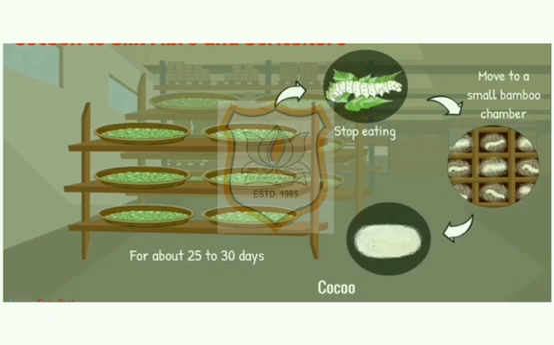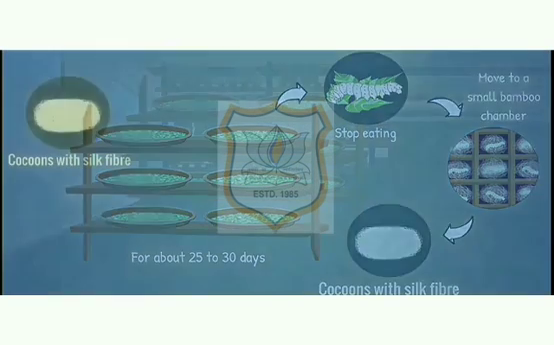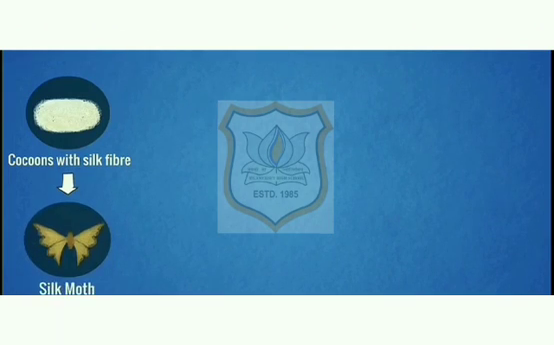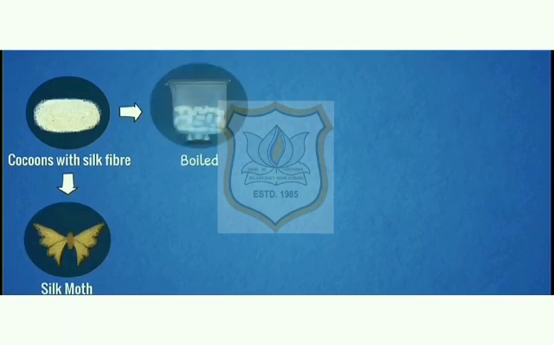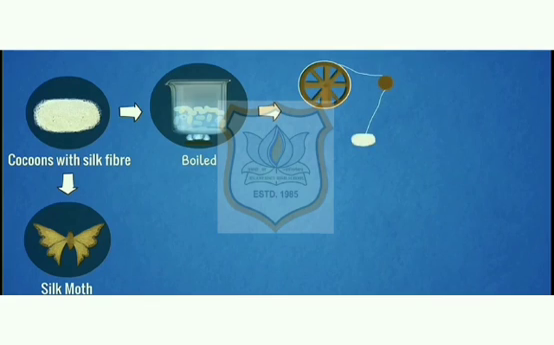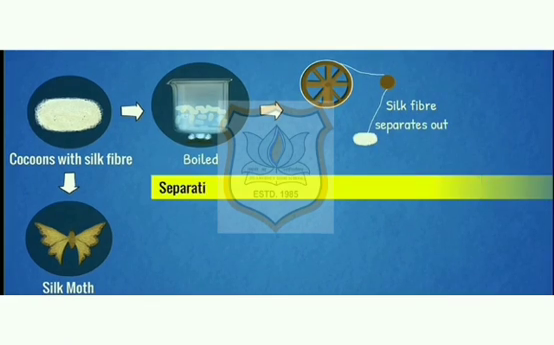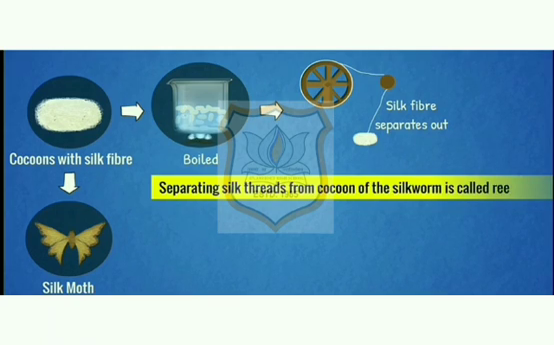to spin cocoons with silk fiber. The caterpillars or silkworms spin the cocoon, inside which develops the silk moth. The cocoons are kept under the sun, or boiled, or exposed to steam. The silk fibers separate out. The process of separating silk threads from the cocoon of the silkworm is called reeling.